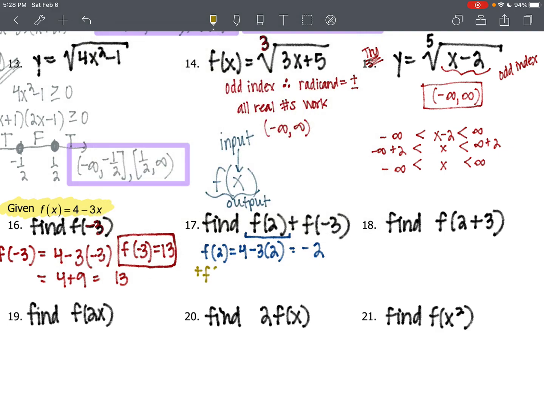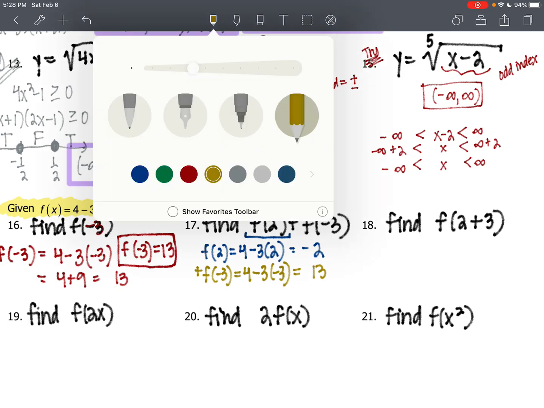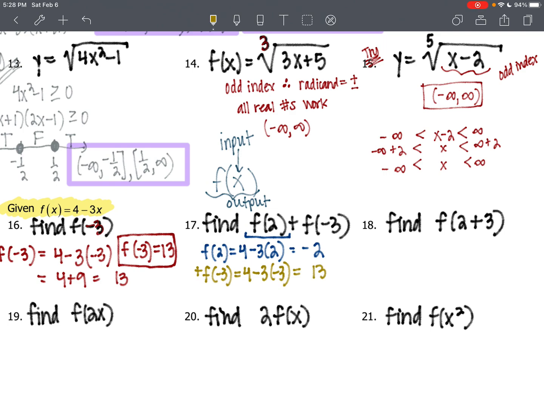f of negative 3. So f of negative 3 is 4 minus 3 times negative 3, which we already said was 13, right? We add those two together, and we're going to get negative 2 plus 13, which is 11. So our answer is f of 2 plus f of negative 3 is equal to 11. I'll box that answer.